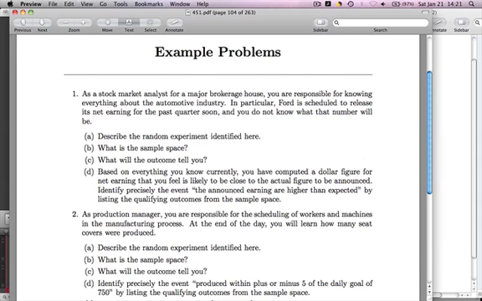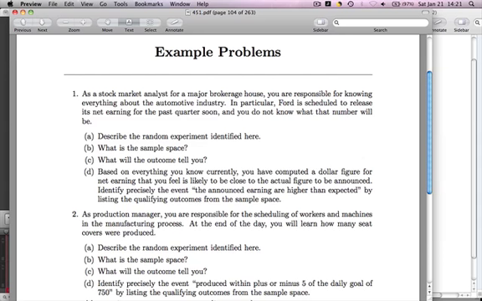What is the sample space? Well, it can be anything, right? Any real number could be their earnings. So the sample space includes all real numbers. What does this outcome tell you? Well, it tells you their earnings for the previous quarter. Let's look at part D. Based on everything you currently know, we've computed an expected dollar figure for the expected earnings. So let's just say, for the sake of argument, that we think the earnings will be $50 million.